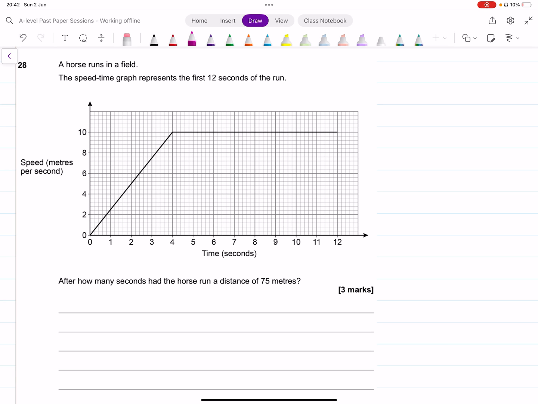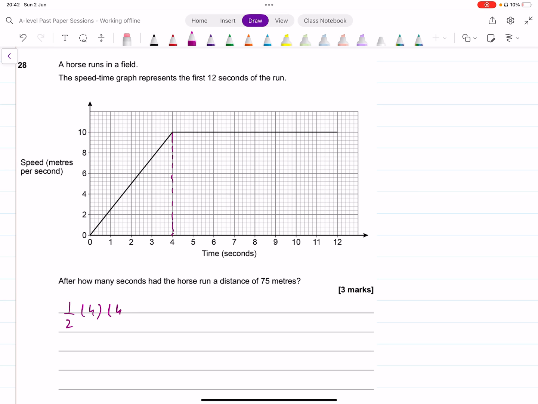Now, after how many seconds had the horse run a distance of 75 meters? How do you figure that out? It's a speed time graph. The area under the graph represents distance traveled, right? Now, we can easily find the distance up to this point, right? It's a triangle. We can find this area. Let's see what that is going to be. Half into base, which is 4. It's a right angle triangle, into height, which is 10.